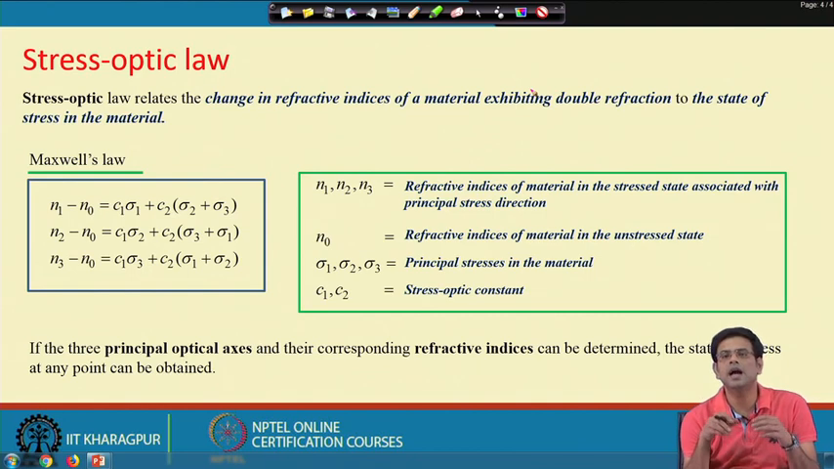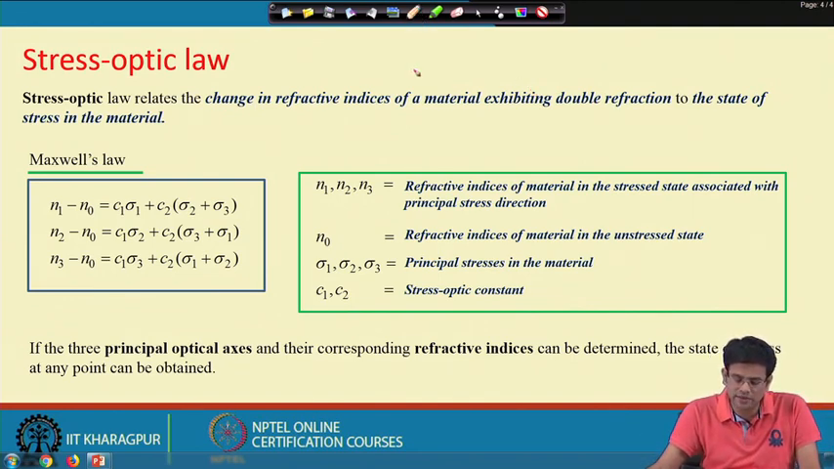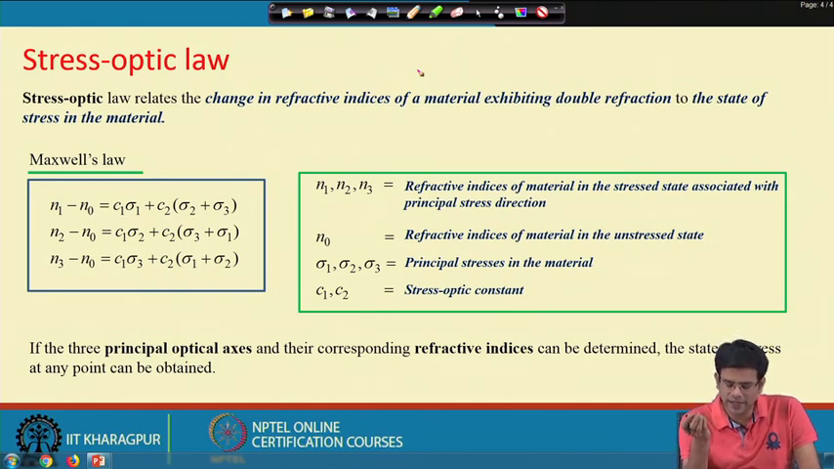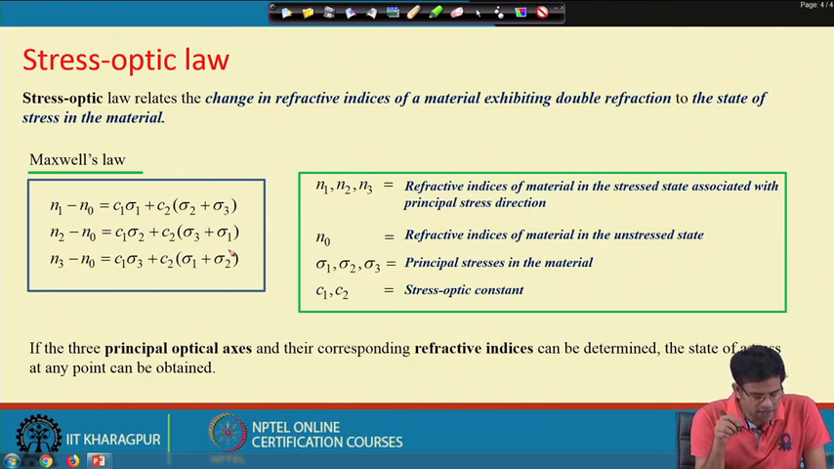Essentially, refractive indices are related with the stresses, and how is it related? If n1, n2 and n3 are the three refractive indices, and n0 is the refractive index of the material in the unstressed state, then the relative change in the refractive indices when the body is stressed is: n1 minus n0 equals C1 sigma 1 plus C2 into sigma 2 plus sigma 3, along one direction. Similarly, for the other direction, n2 minus n0 is C1 sigma 2 plus C2 into sigma 3 plus sigma 1. Similarly, n3 minus n0 is C1 sigma 3 plus C2 into sigma 1 plus sigma 2.